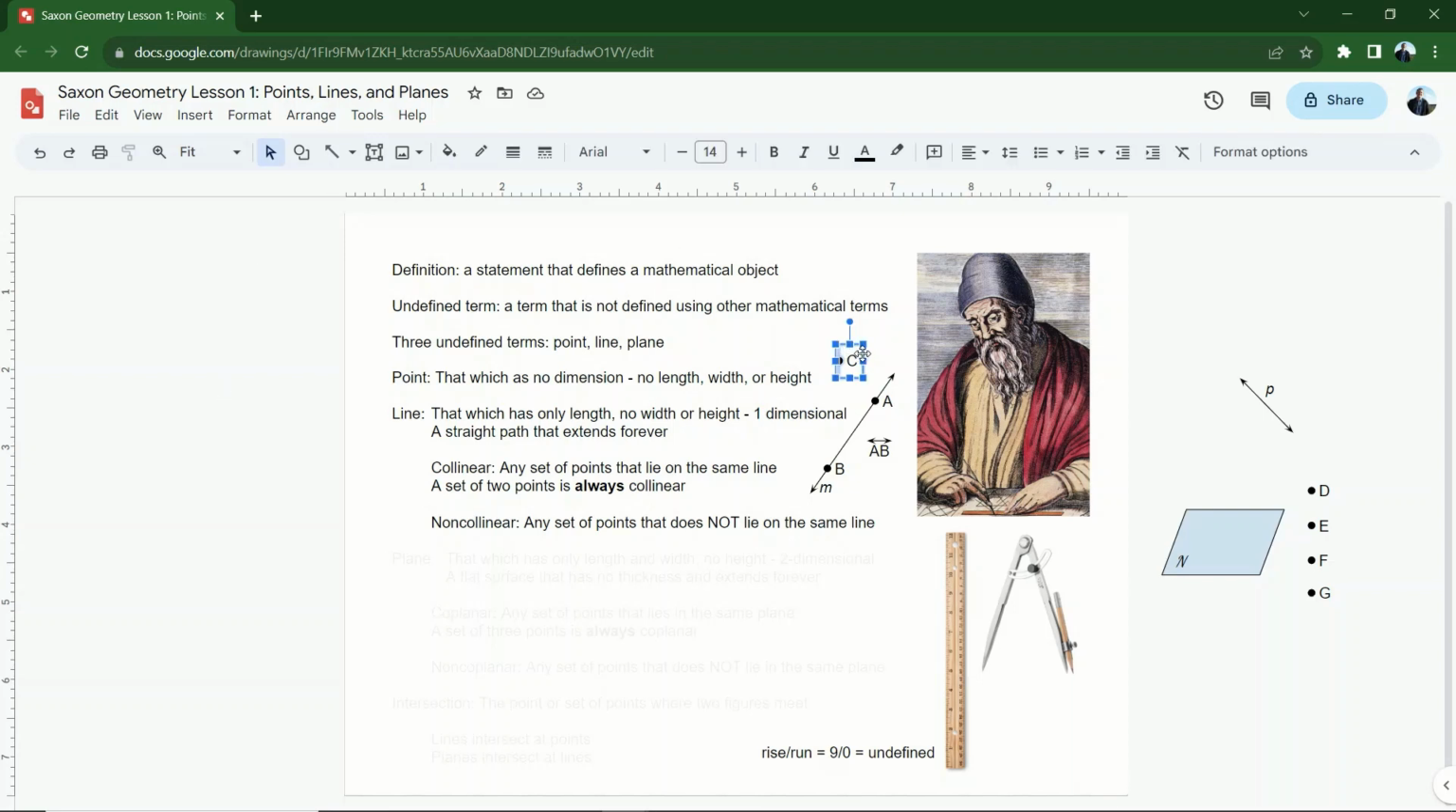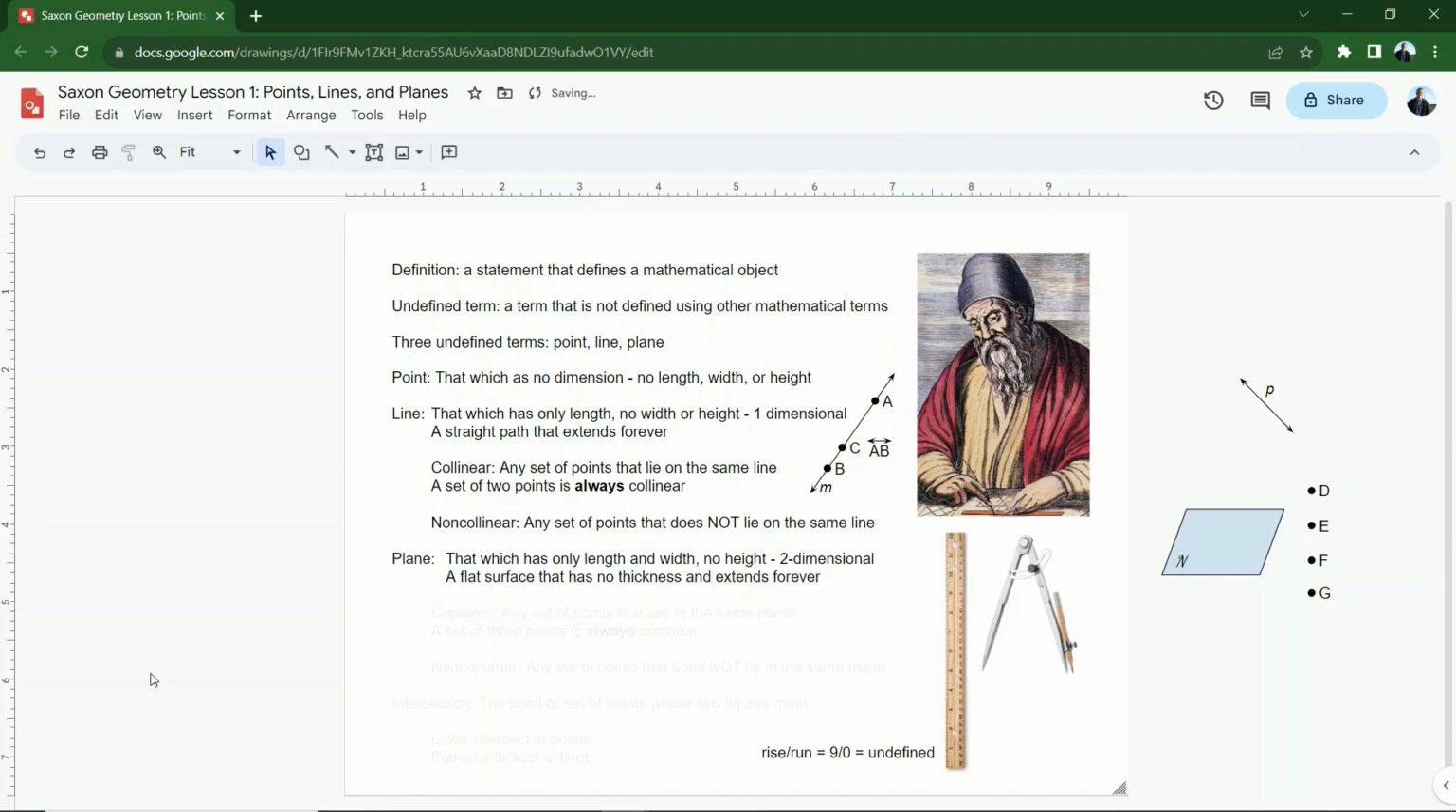Sure I can. All I need to do is drag C somewhere where it's on the same line as A and B. And voila, I have collinear points, a collinear set of 3 points. Can I have 4 collinear points, 5 collinear points, 1,000,000 collinear points, infinite collinear points? Yes. Actually, a line is just an infinite set of collinear points. Okay, so now hopefully you understand collinear and non-collinear. Let's move on to what a plane is.